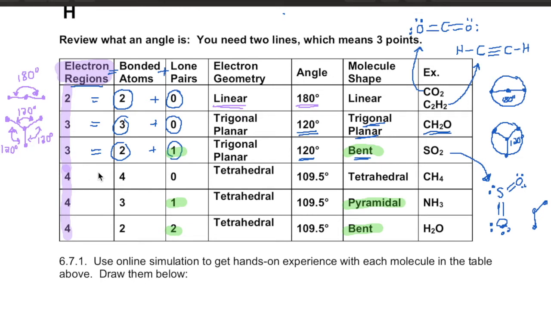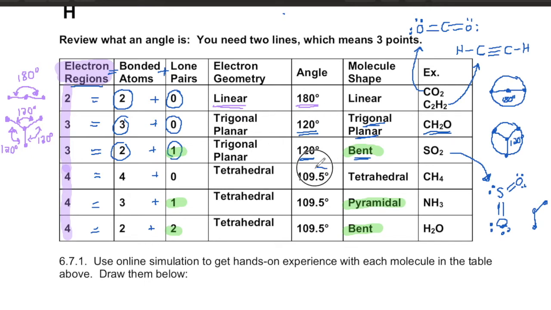So next we're going to look at some ways to have 4 electron regions. You can have them with 4 atoms and 0 lone pairs. You can have it with 3 atoms and 1 lone pair, or you can have it with 2 atoms and 2 lone pairs.